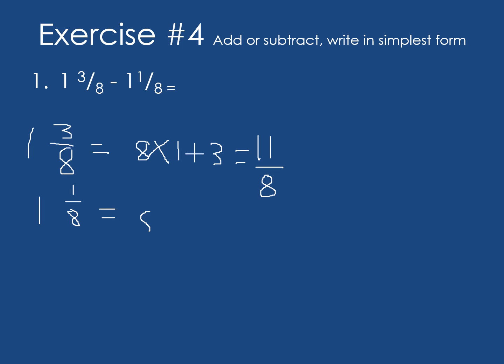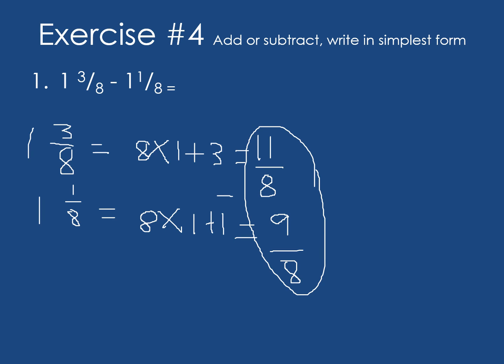Then 1 and 1/8. Okay, 8 times 1, the whole number. Then you add the numerator plus 1. So your answer is 8 times 1, 8 plus 1 equals 9. Then copy the denominator 8. Since it is a similar fraction, naging similar fraction na ito, so you can simply subtract. 11 minus 9 equals 2 over, copy the denominator, 8.